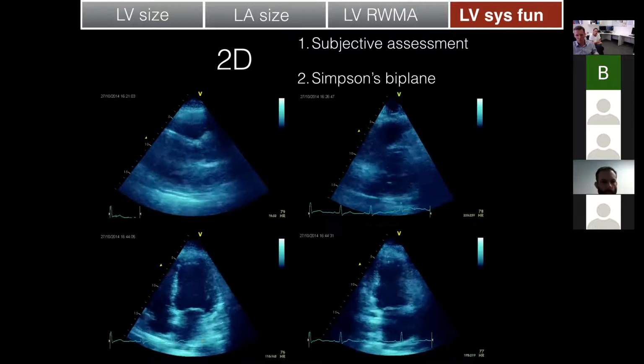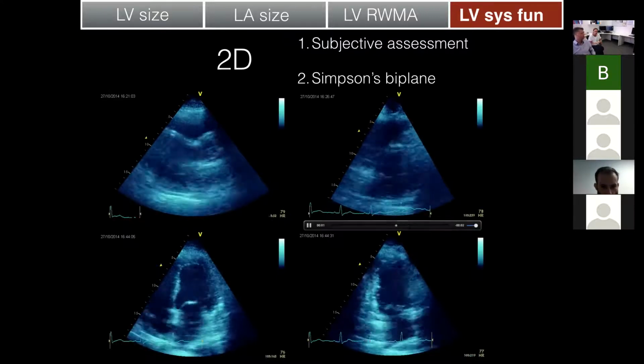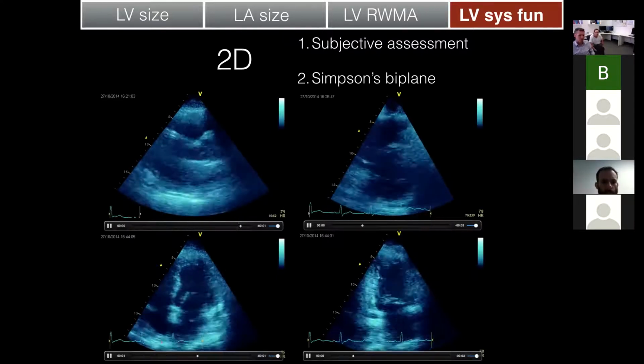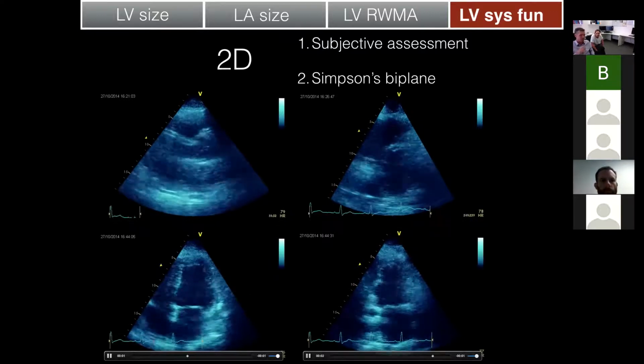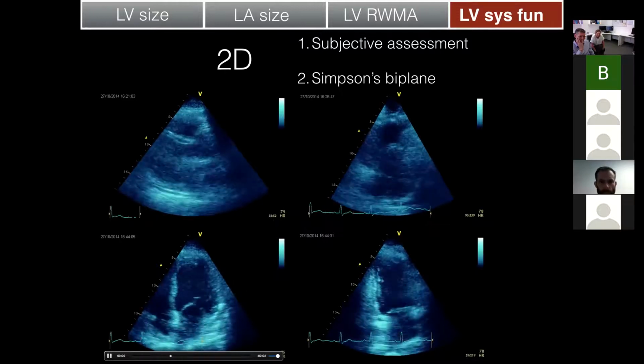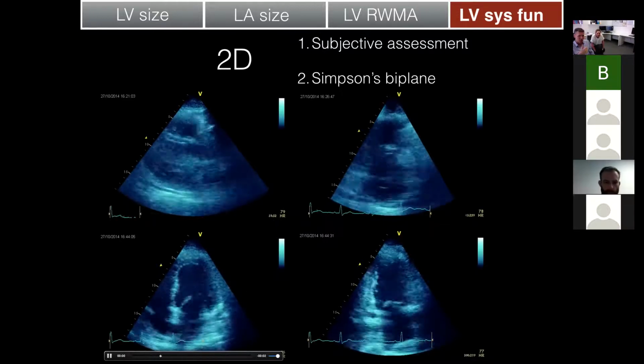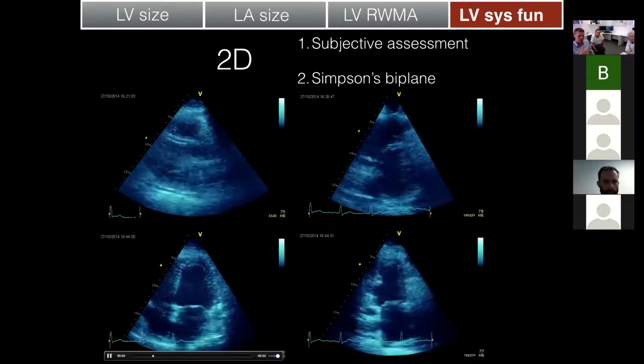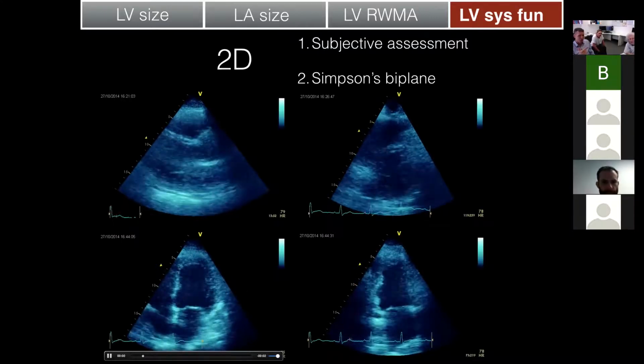What about you? What do you think about our doing Simpson's on these bottom 2 images here, Anne-Marie? They haven't got great endocardial definition. Nice. They've got dodgy endocardial border definition. They're not LV focused views. They're not LV focused views. Very nice.